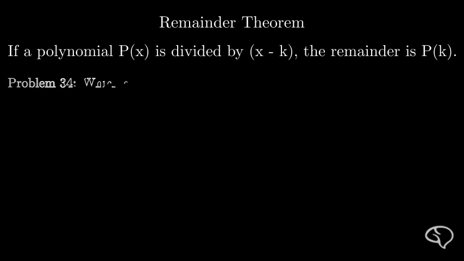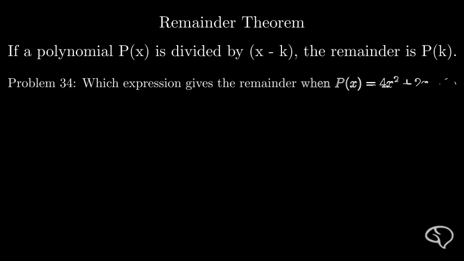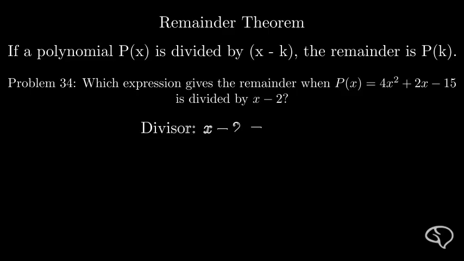Let's use this to find the remainder when p of x equals 4x squared plus 2x minus 15 is divided by x minus 2. Here, our divisor is x minus 2, so k is 2. According to the remainder theorem, the remainder is p of 2. So, the expression that gives the remainder is p of 2. We have now applied the remainder theorem.